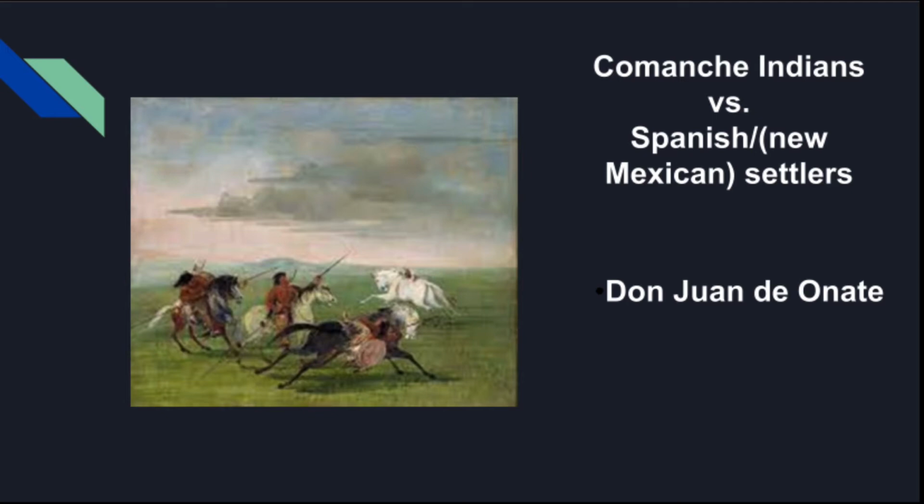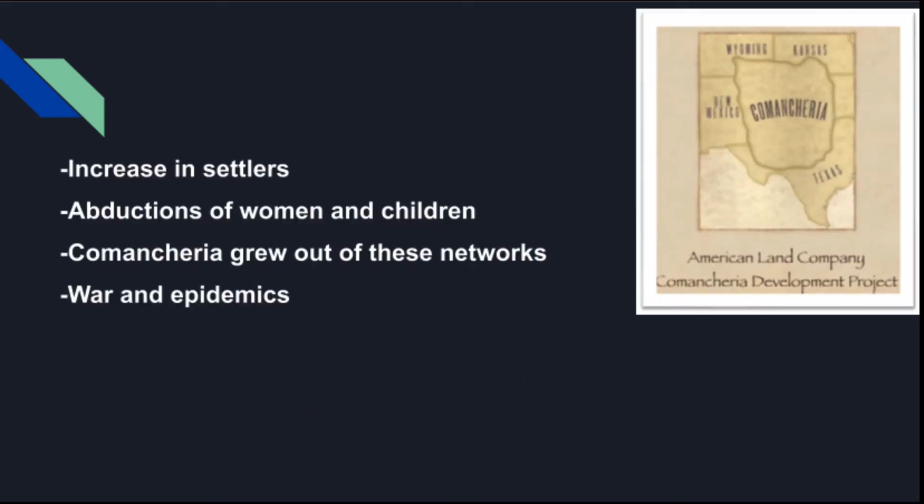The Spanish conquest that we now know as New Mexico started in 1598, where Don Juan de Oñate led the expedition. As there is an increase in settlers, they notice that children and women are being abducted from both sides. Comancheria grows out of the networks of economic exchange as they were accustomed to trading. Both Spanish and Comanche communities were depopulated due to war and epidemics.